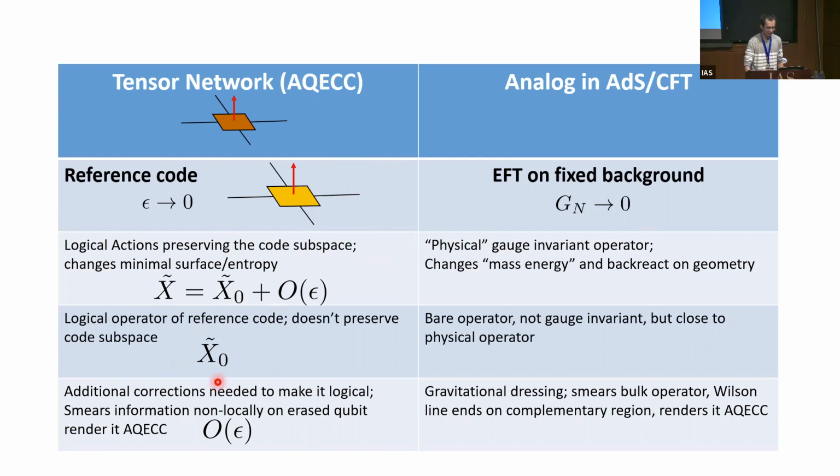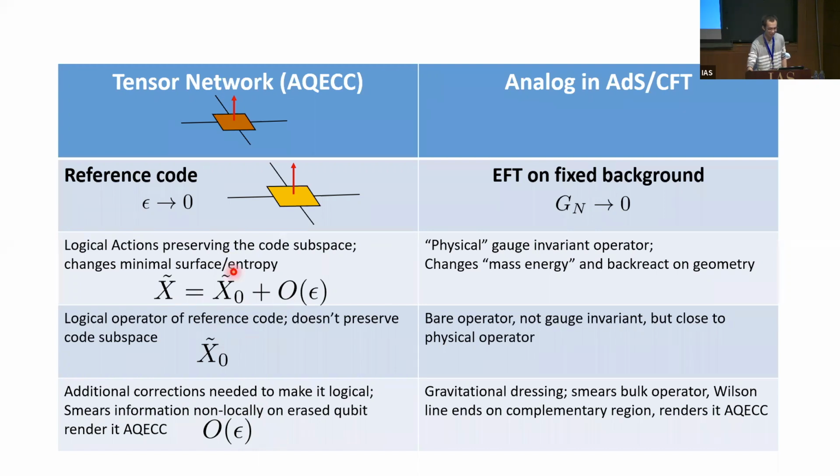So if you take the reference code logical operator, it works fine in this reference code limit, or it works fine in this QFT on fixed background limit. But as soon as you turn on gravity, this guy is no longer the correct logical operator you should be considering. In particular, it doesn't take states in a logical subspace to another state in a logical subspace. So in this sense, it doesn't look like a physical operator, but you can make it physical by adding this noise term. But the cost you pay is that you will have to smear information all around the place.